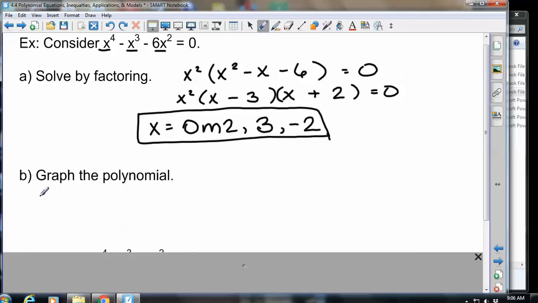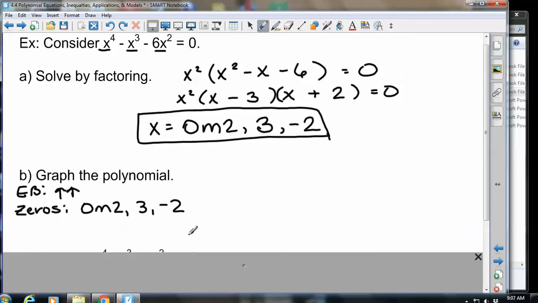Okay, so graphing. On a test or quiz, I would probably break this down. Instead of just saying graph, I would ask you the questions. What's your end behavior? What are your zeros? Is it going to bounce or go through? So let's answer those. The end behavior, it was x to the 4th, so it should be up. The zeros, that's what we just found on the last question: 0 with multiplicity 2, 3, and negative 2.